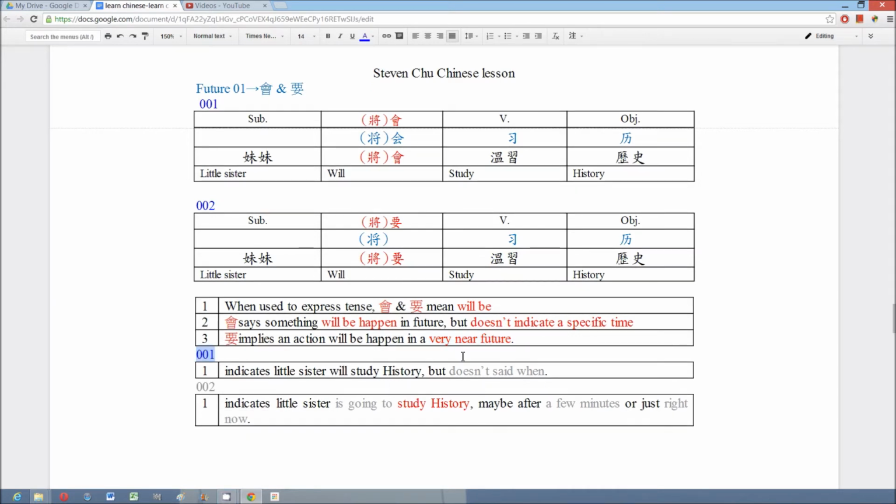In example number 1, when we use the word 會, it means that the little sister will study history, but it doesn't say when. But in example number 2, when we use 要, it means that little sister is going to study history, and maybe after a few minutes or just right now.